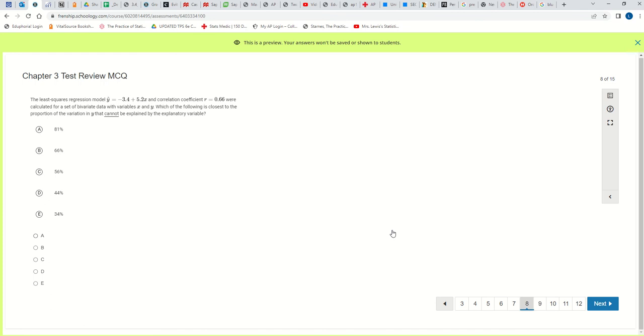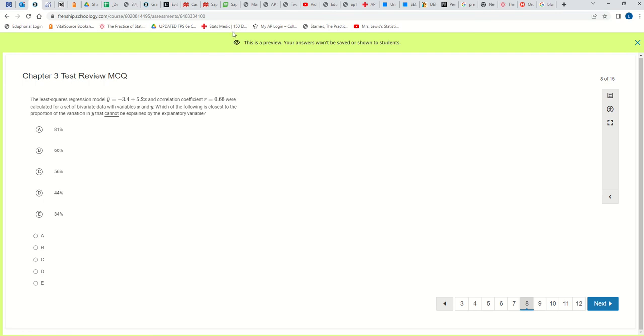What do we do? I mean, you have to think of a definition of something. The definition of that something is the proportion of the variation in y that can be explained by the explanatory variable. What am I talking about when I say that? R squared. That's R squared.